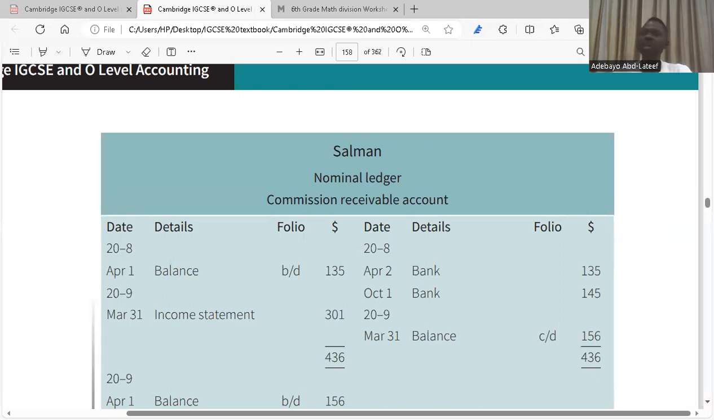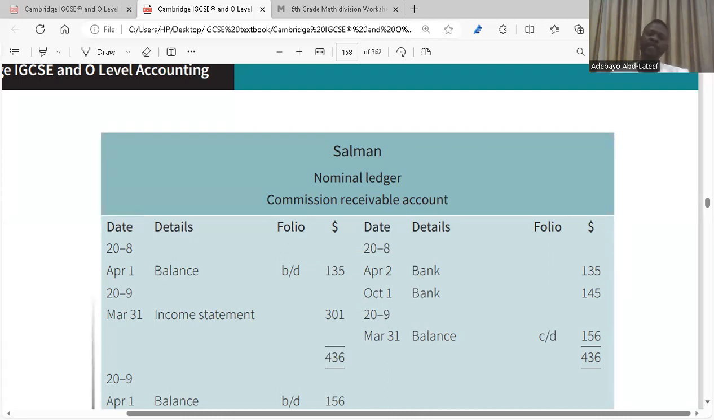Now your income statement, because these are payments, right? Your income statement will be 135 plus 145. Yes or no? Yes. Okay, so your income statement will carry out 301. So we add it up with your opening balance of 135. Yes, sir. Yes or no? Yes. Then the difference between your debit side and your credit side is your balance brought down for April next year. Do you get it or not? Yes, sir.